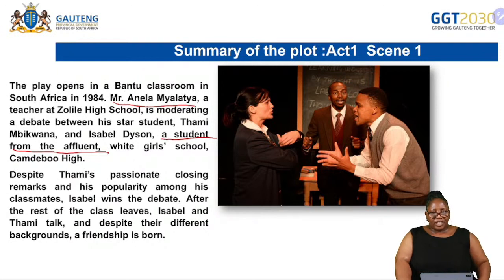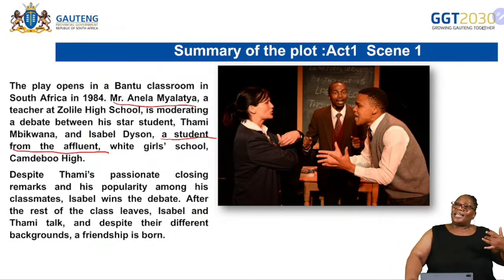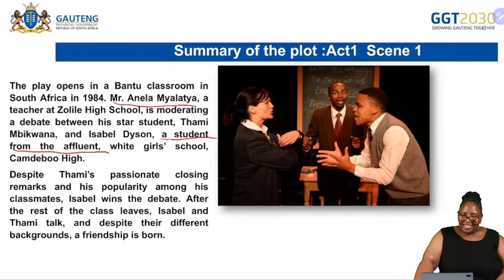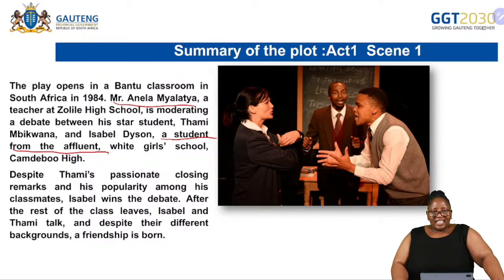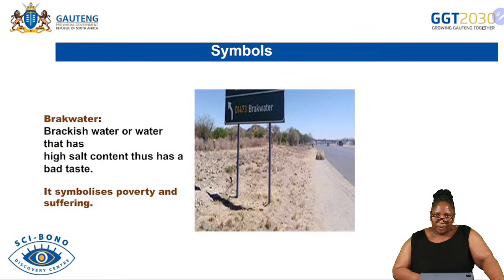Despite Tammy's passionate closing remarks and his popularity among his classmates, Isabel wins the debate. Interesting, isn't it? After the rest of the class leaves, Isabel and Tammy talk. And despite their different backgrounds, a good friendship is born. Different backgrounds. Tammy is poor and black. Isabel is rich and white. However, children are children. A good friendship is born.